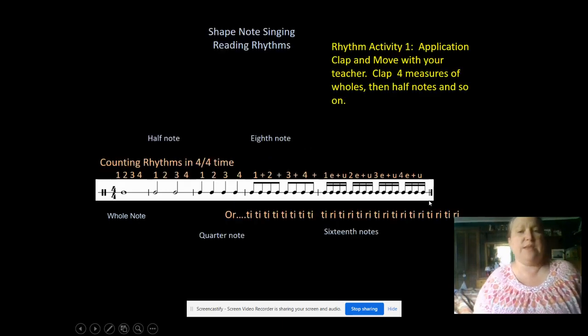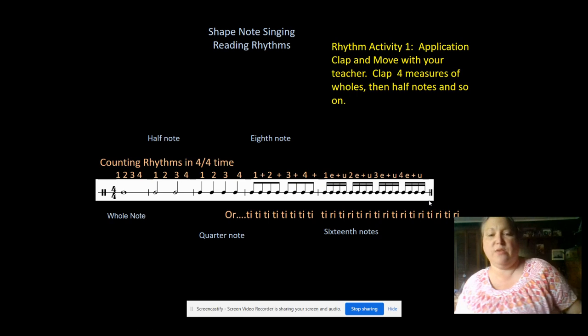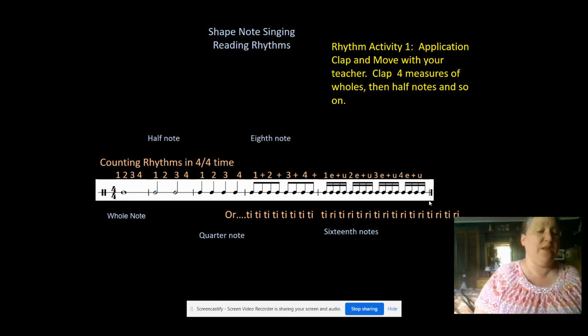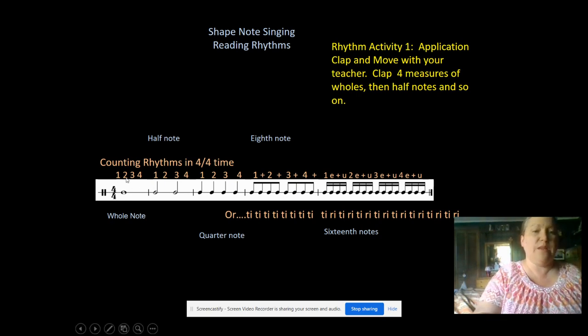The way I'm counting is the most traditional way I know how to count. There are a lot of other ways that you can do it. There's a new Takadimi way that's really fun and very interesting. For now, we're just going to use our numbers. 1, 2, 3, 4. 1 and 2 and 3 and 4 and 1E and a 2E and a 3E and a 4E and a.